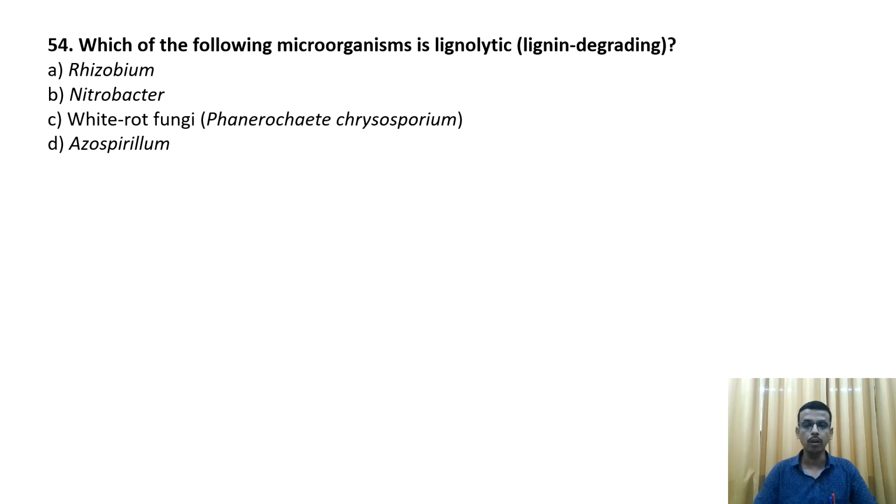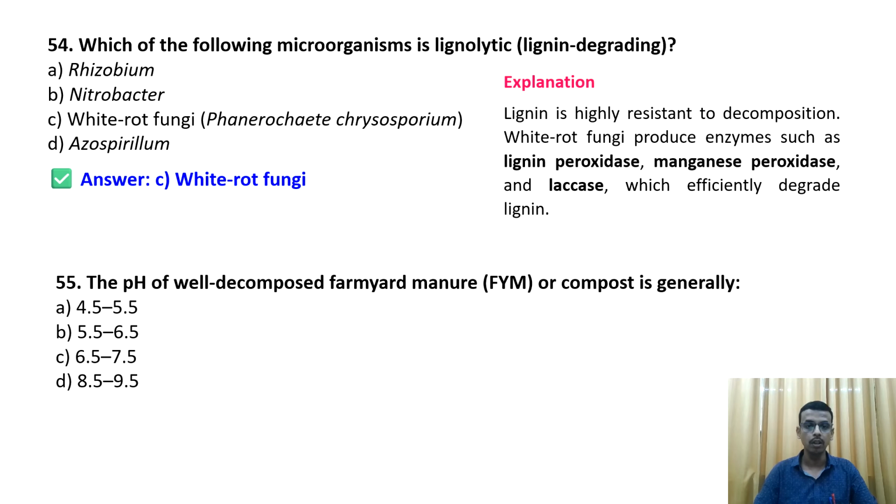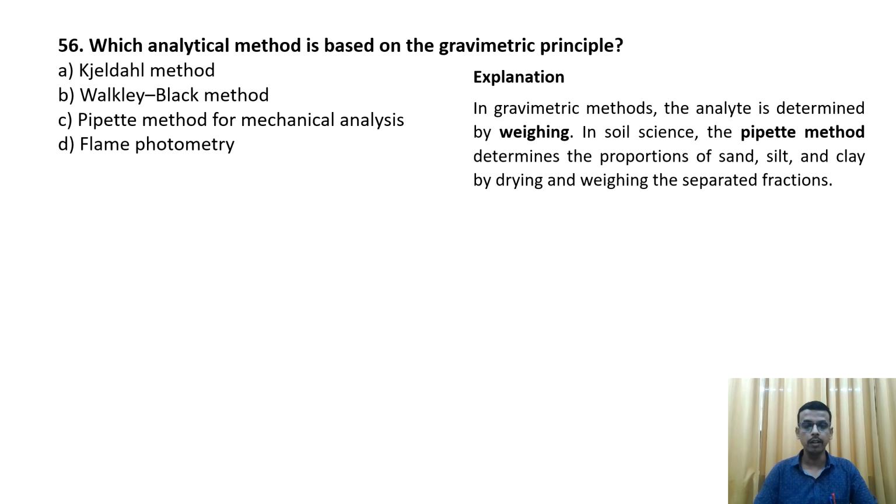Then which of the following microorganisms is ligninolytic, means lignin degrading? Lignin is the most resistant one, and that can be decomposed by the fungi, especially the white rot fungi, because they can produce lignin peroxidase, manganese peroxidase, laccase. The pH of well decomposed farmyard manure, when it becomes well decomposed, tries to attain neutral pH, 6.5 to 7.5.